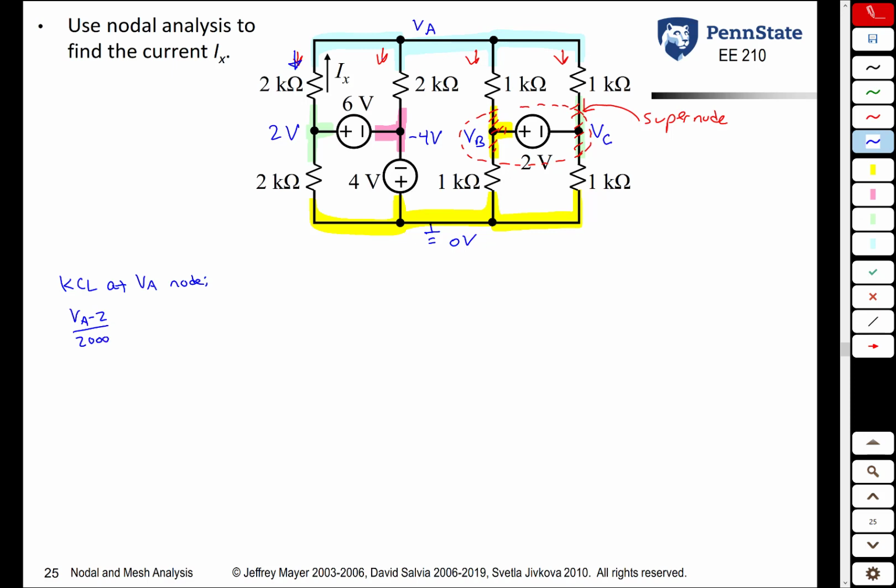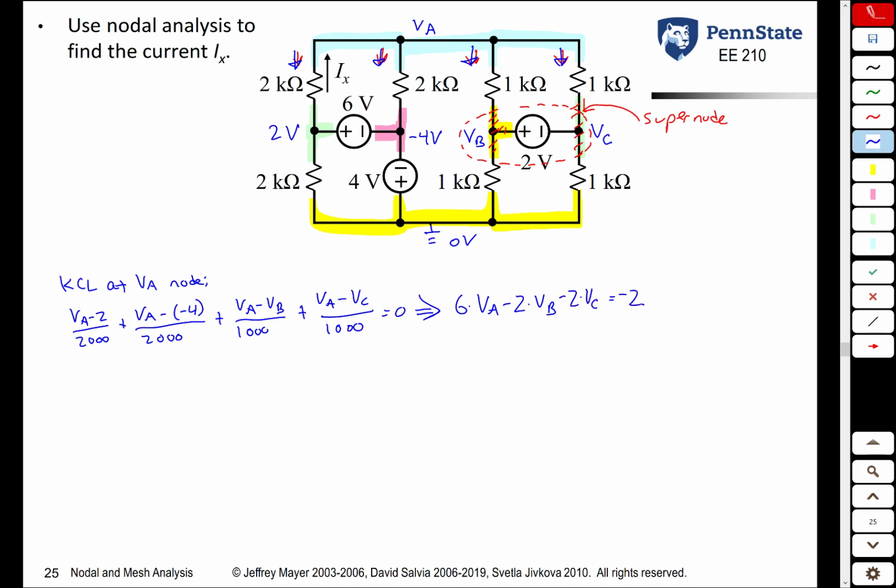That's that current. The current through the next 2 kilo ohm resistor is what? VA minus -4 volts over 2 kilo ohms. The current through the next resistor is VA minus VB over 1 kilo ohm. And finally, this last current is VA minus VC over 1 kilo ohm. All of that equals 0. We simplify the equation, we get 6 times VA minus 2 times VB minus 2 times VC equals -2.